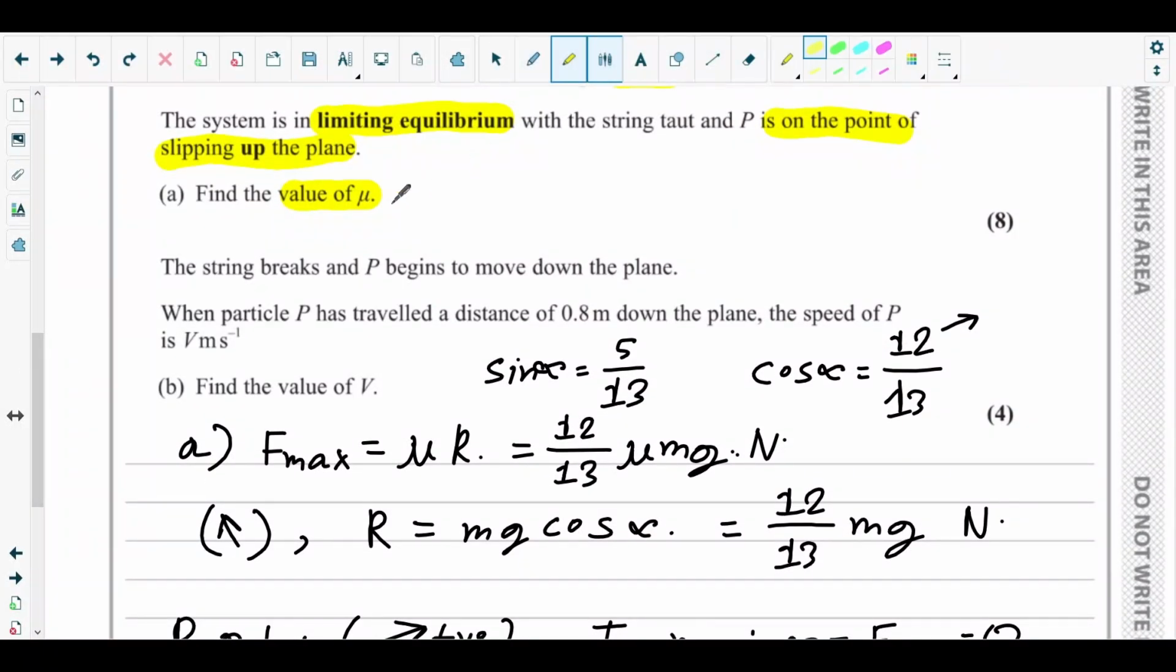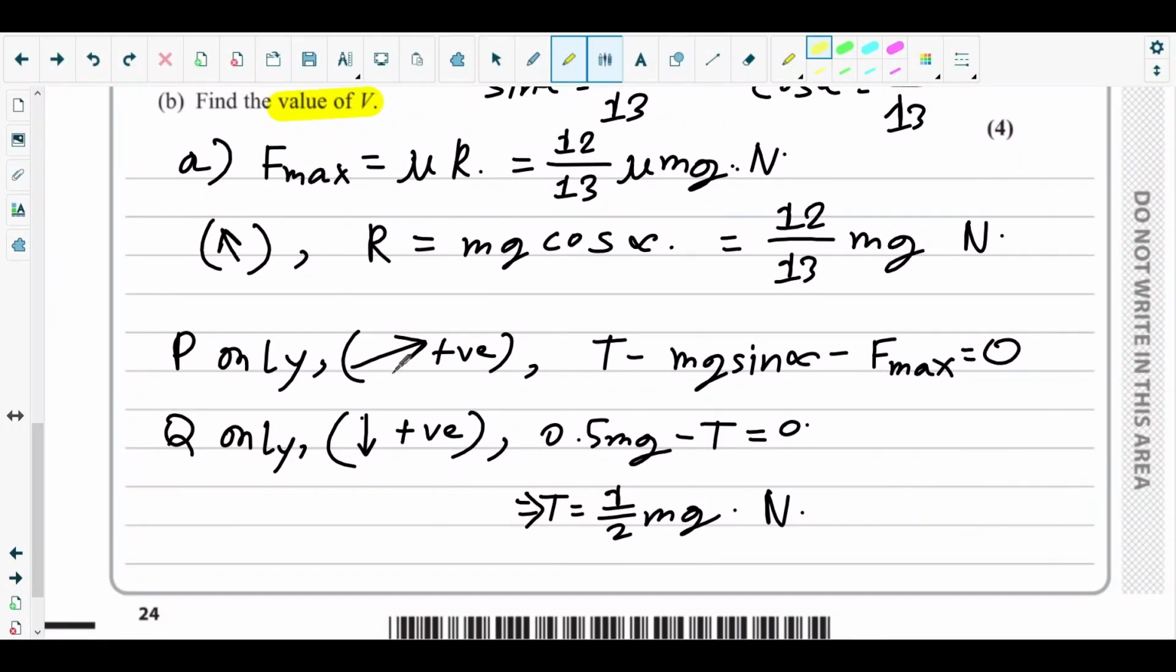So before part B, they are saying the string breaks and P begins to move down the plane. So P is now moving down the plane. Tension has disappeared. When particle P has traveled a distance of 0.8 meter down the plane, the speed of P is v meter per second. After moving 0.8 meter down the plane, the speed of particle P is v meter per second. Now part B asks to find the value of v. Okay, so we need to find out the value of v.